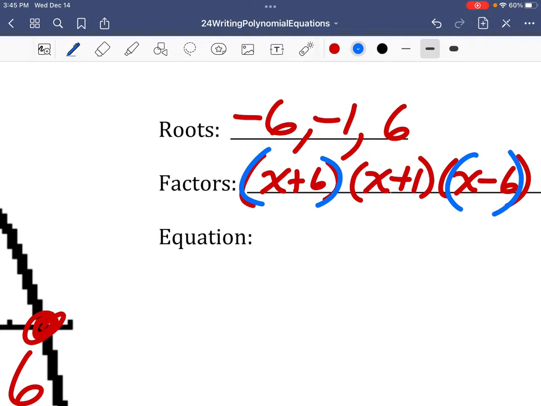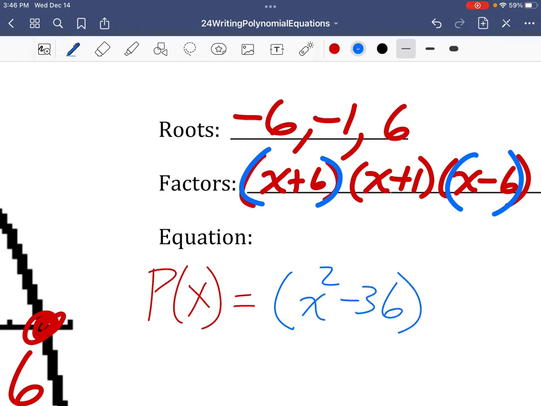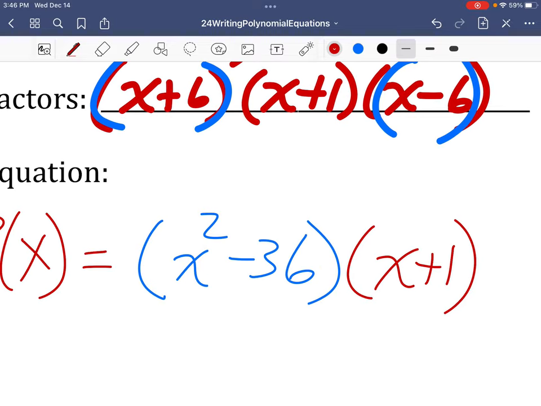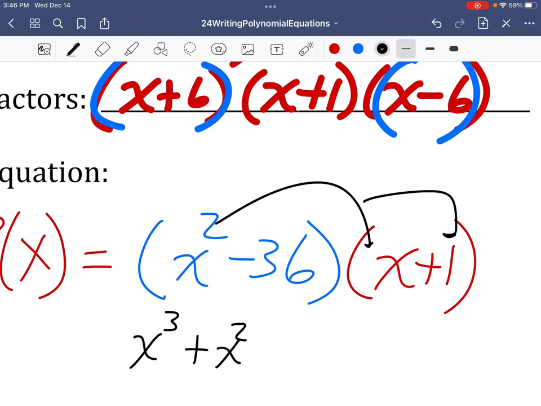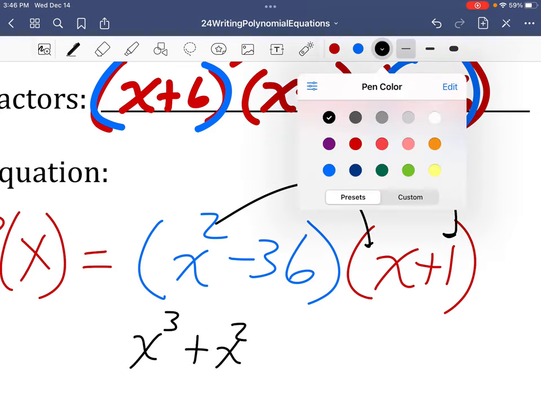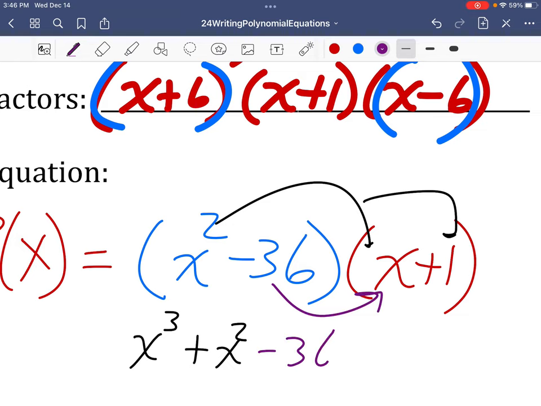Now, two of my factors go together. Wouldn't it make sense for x plus 6 and x minus 6 to be multiplied together first? I think that's a good idea. So I'm going to multiply the x plus 6, x minus 6, and that's going to very nicely turn into x squared minus 36. And I still have my x plus 1 that I have to continue to multiply. So we're going to distribute x squared onto each of those, which gives me x cubed and x squared. And then minus 36 onto both of those is minus 36x and minus 36.